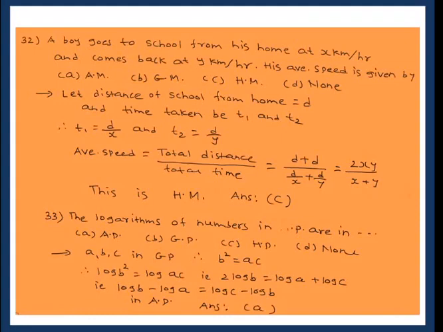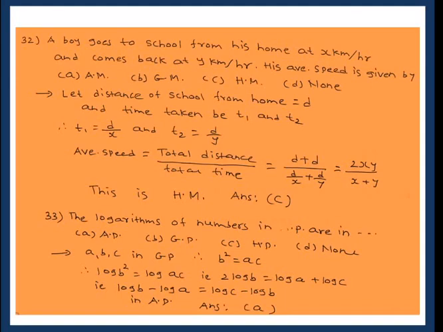Now this is an important one. A boy goes to school from his home at x km per hour and comes back at y kilometers per hour. His average speed is given by... Now you should basically know that to find the average speed, harmonic mean is to be used. This is the reason for that. Let the distance of school from home be d. Then what is the time taken? It is d upon x. What is t2? It is d upon that speed y.